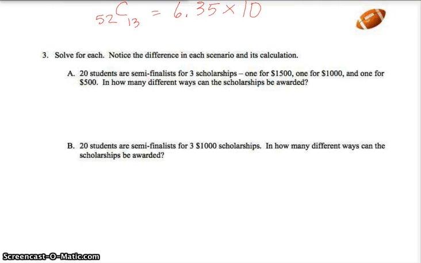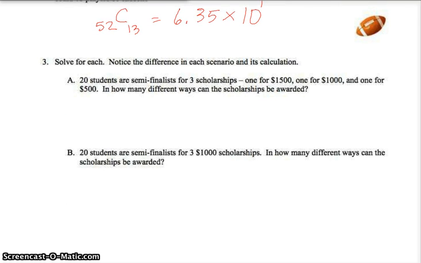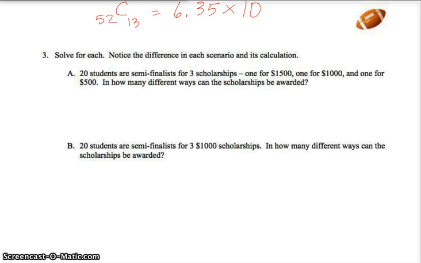Okay, so this is the one with the multiple scenarios. It says solve for each. Notice the difference in each scenario and its calculation. 20 students are semifinalists for three scholarships. One person will get $1,500, one person will get $1,000, and one person will get $500. And how many different ways can the scholarships be awarded?